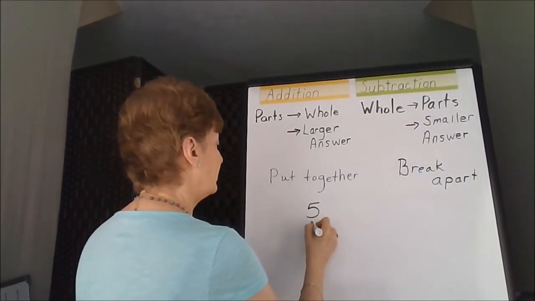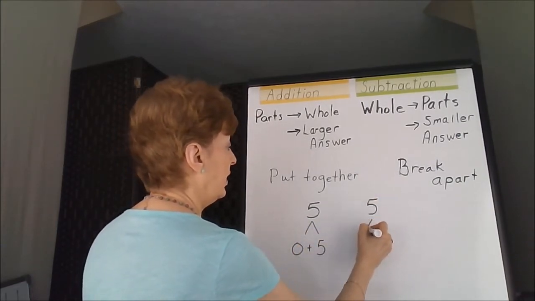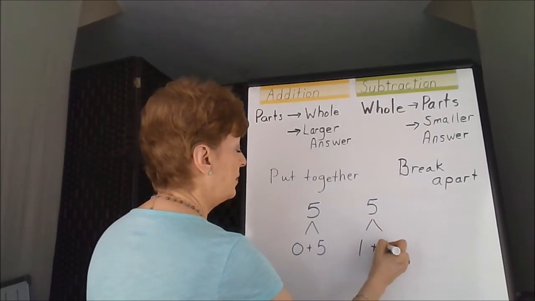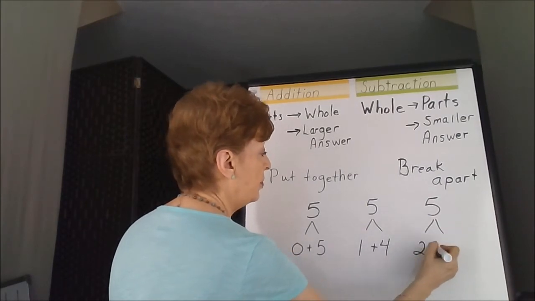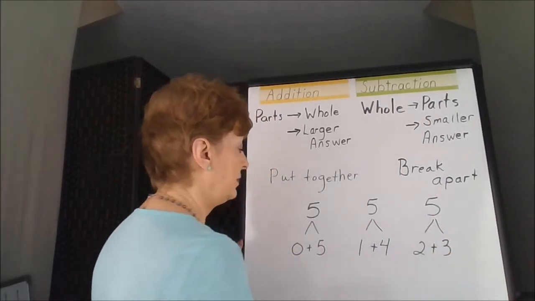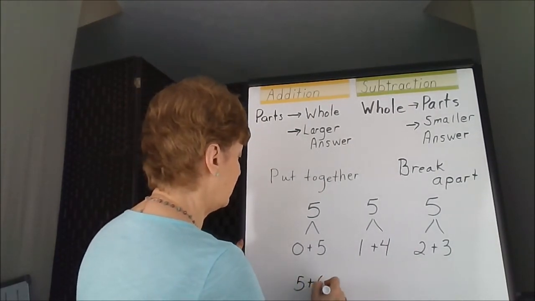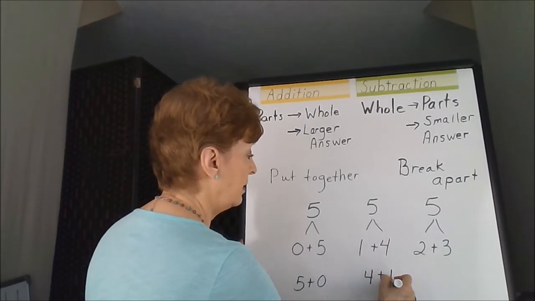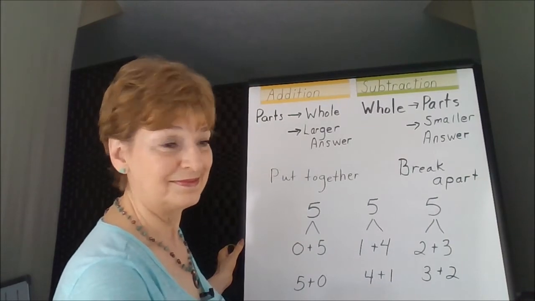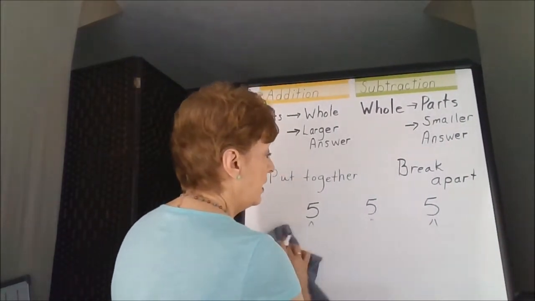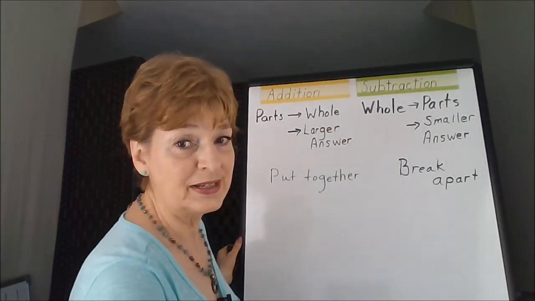Five breaks apart a 0 plus 5. You could put a 1 plus 4. And 5 breaks up to 2 plus 3. Full well knowing that you could flip these in any way. This could be a 5 plus a 0, a 4 plus 1, or a 3 plus 2. You'll see the importance of breaking apart and putting together in a few minutes.